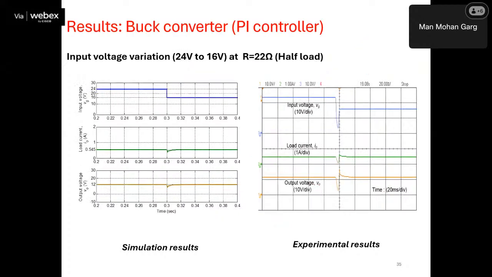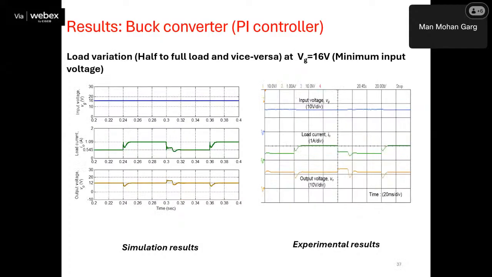Now this is step down again at half load, step down. So if it is stepping down, output voltage will try, but because the controller is there, it will again settle it back. Same we can see in hardware.